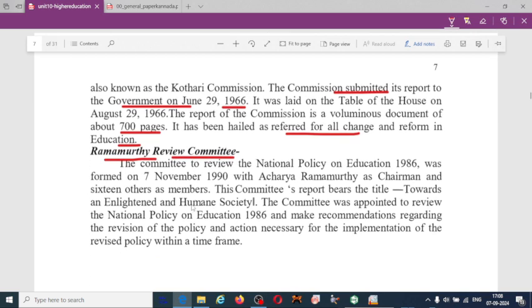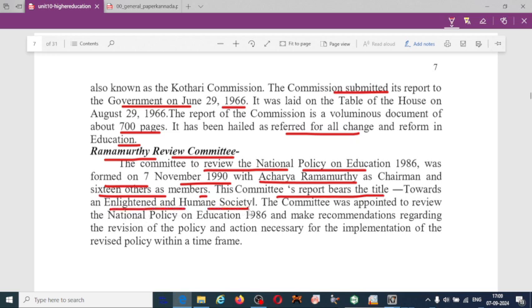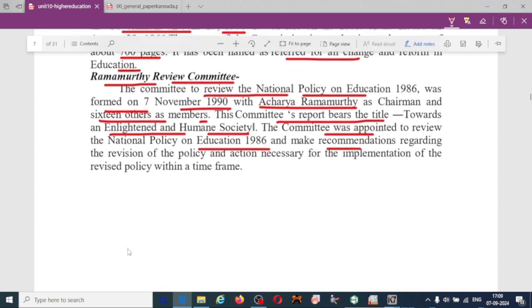Ramamurti Review Committee. The committee to review the National Policy on Education 1986 was formed on 7th November 1990 with Acharya Ramamurti as chairman and 16 others as members. This committee's report bears the title Towards an Enlightened and Humane Society. The committee was appointed to review the National Policy on Education 1986 and make recommendations regarding the vision of the policy and action necessary for implementation of the revised policy.